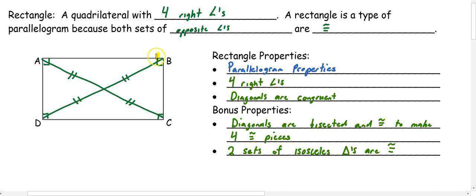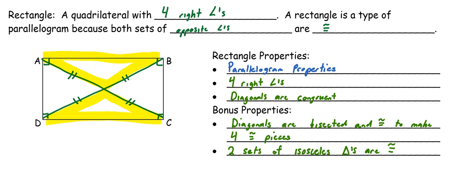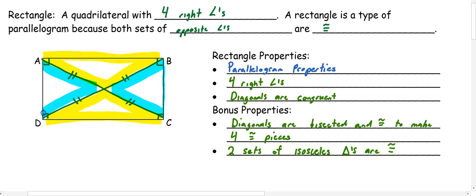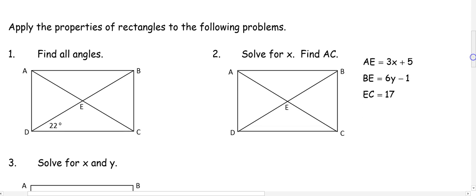Also with a bonus property, we have two sets of isosceles triangles that are congruent to each other with help of those diagonal pieces. So we have the triangles in yellow and the triangles in blue that represent our two different types of isosceles triangles that are congruent. So let's use these properties for the rectangle to solve the following problems.